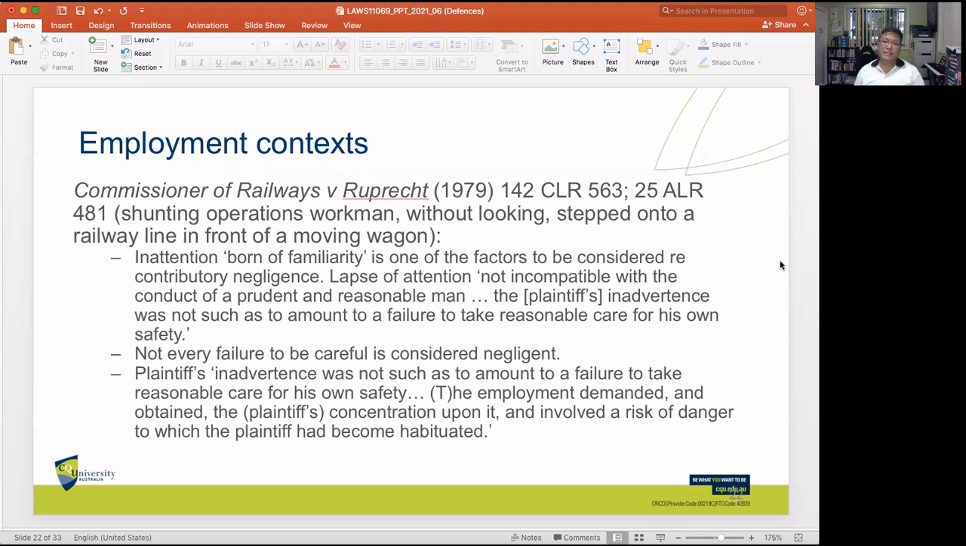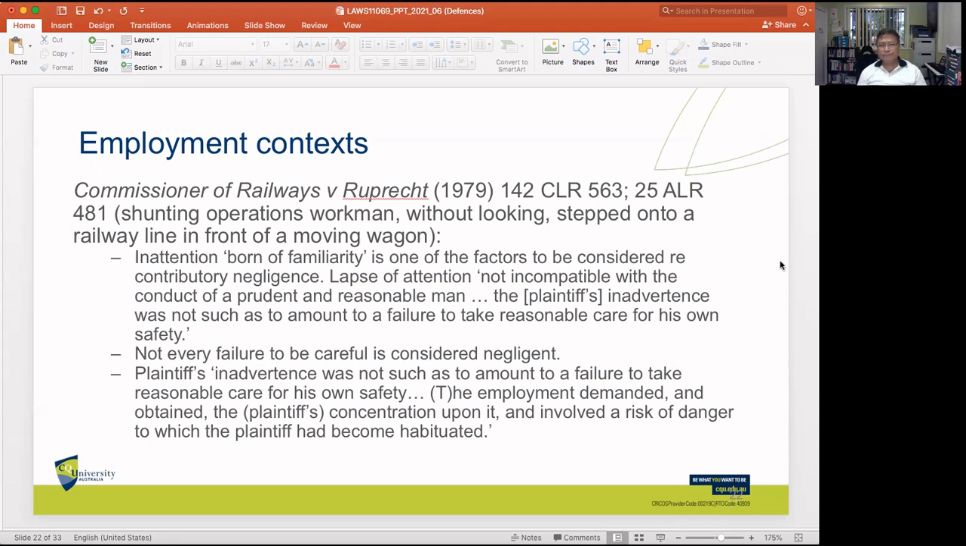And here, in this particular case, the shunting operations workman, without looking, stepped onto a railway line in front of a moving wagon. But it was actually a different person who was controlling the shunting operation at that time, but he was not really paying attention. The question was, was he liable because he wasn't looking? He just stepped onto a railway line, and the injuries, as you can imagine, would be horrific if you happen to come in front of a moving rail wagon, right?